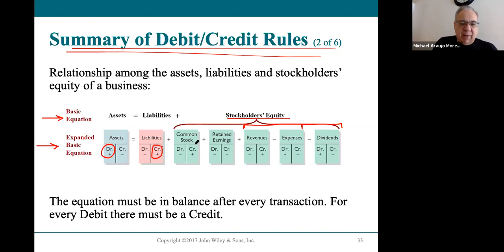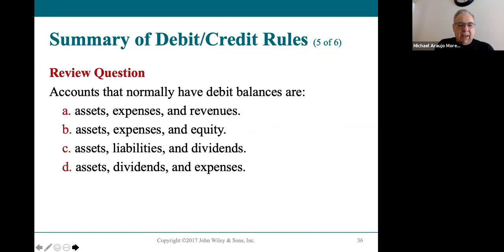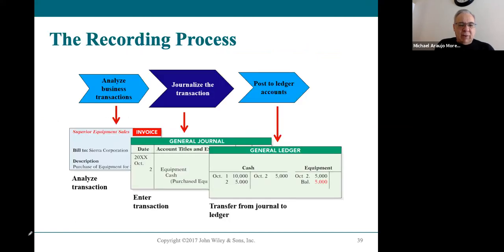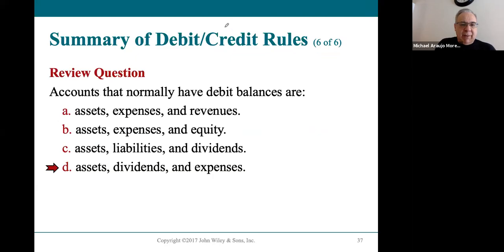And then, of course, again, common stock, retained earnings, revenues, all positive things for the owners. So they will show up on the credit side. However, expenses and dividends take away from all of that. So how would we shrink retained earnings? The debit side. So these are important rules that you need to learn. And there's going to be a lot of questions about that on your homework coming up.